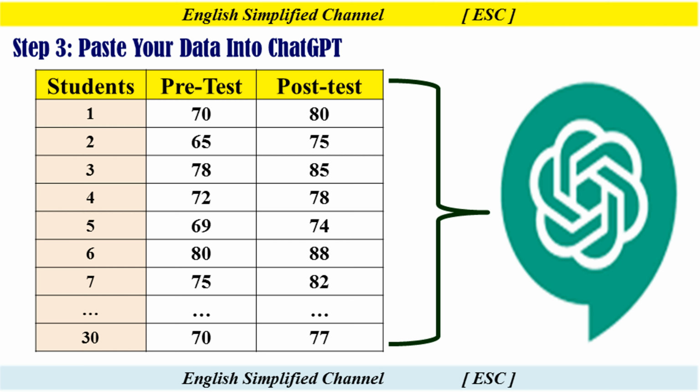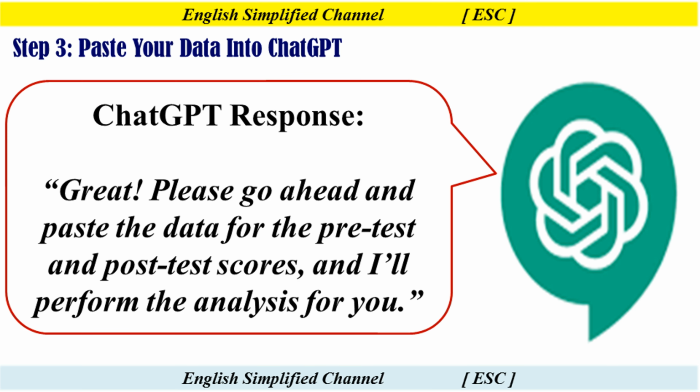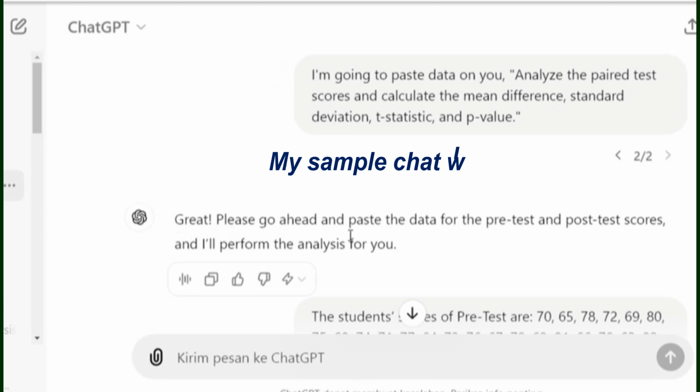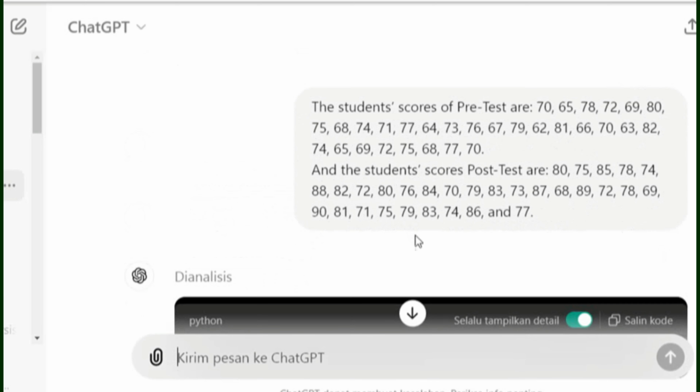Step 3. Paste your data into ChatGPT. After you type the command and press enter, ChatGPT will usually respond with, "Great, please go ahead and paste the data for the pre-test and post-test scores, and I'll perform the analysis for you." So I paste the data, and ChatGPT directly calculates it.